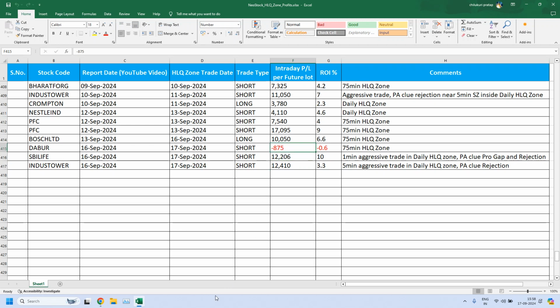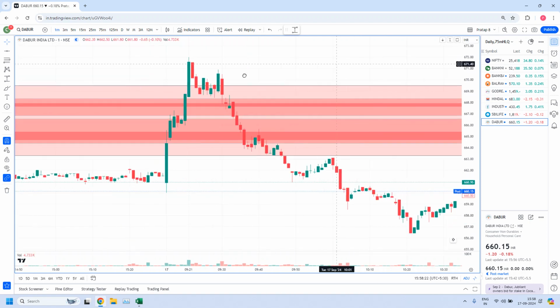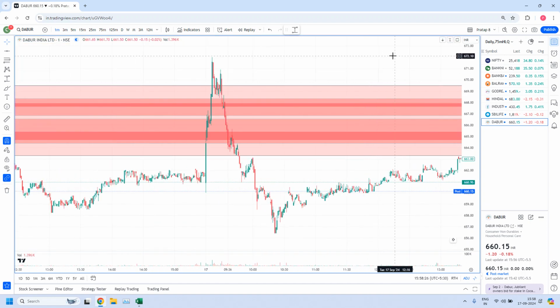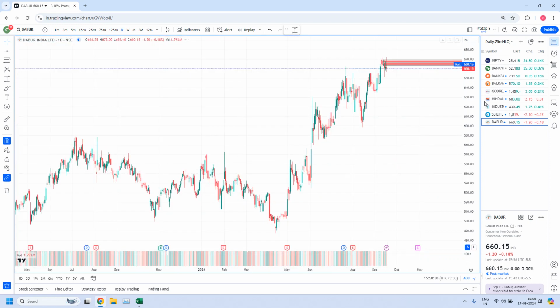Okay, in Dower we got a loss of 8,875 rupees, which is 0.6% negative ROI. So this is about Dower. And the next remaining stocks, they are all daily time frame.